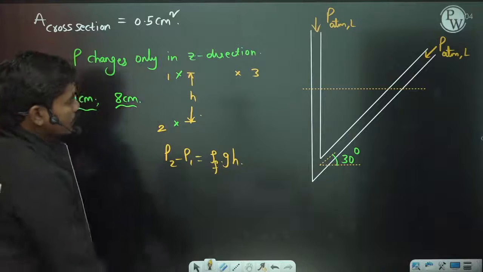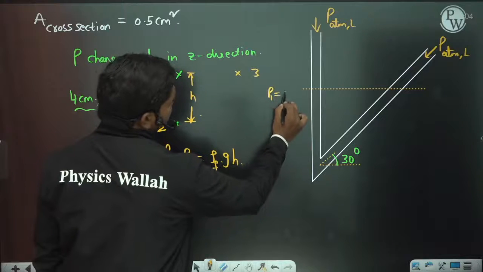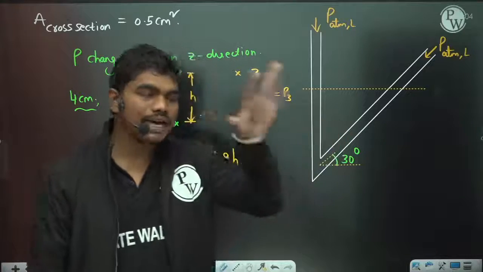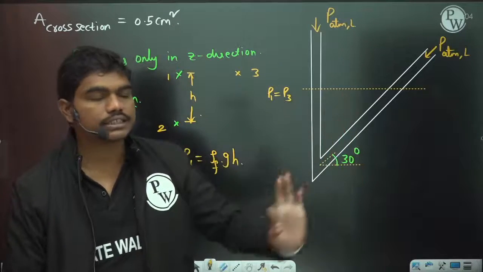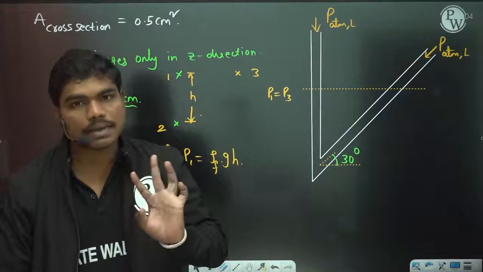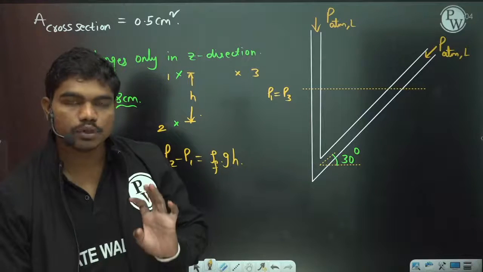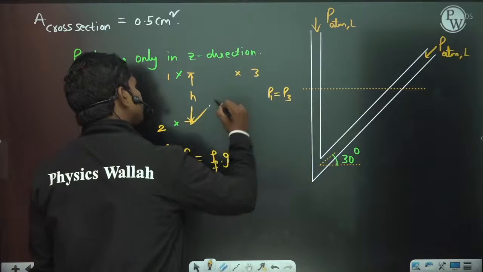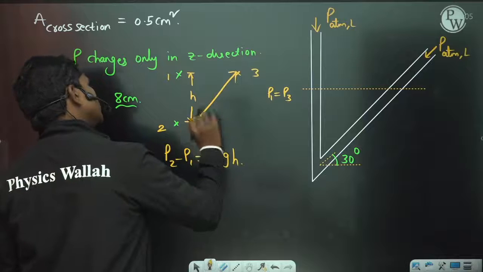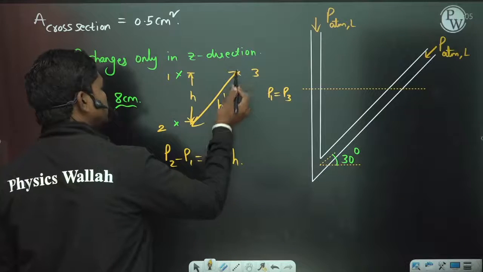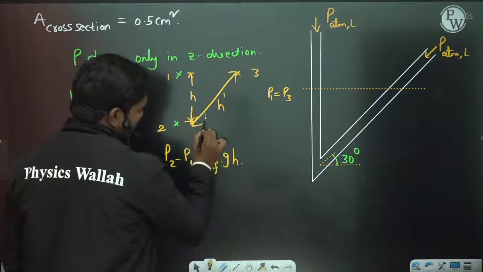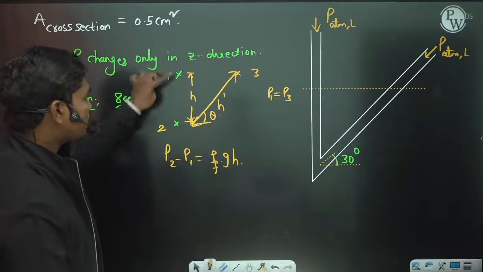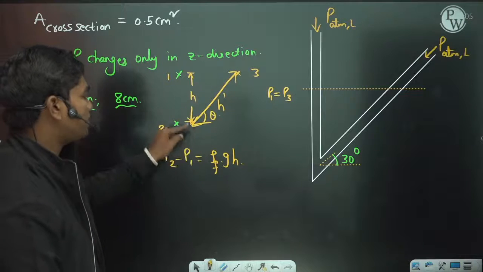Now tell me one thing, can I write P1 and P3 both are the same? Yes, because those 2 points are on the same horizontal line. So in a static fluid there is no pressure variation in the horizontal direction, so P1 and P3 are the same. Now if I measure the distance between these 2 points, let us suppose this is some h dash, for example. If this angle is known to you, then since P3 is the same as P1, P2 minus P1 is the same as P2 minus P3.